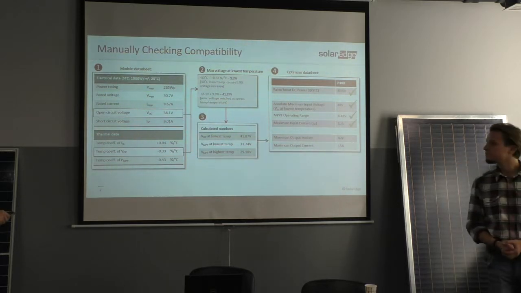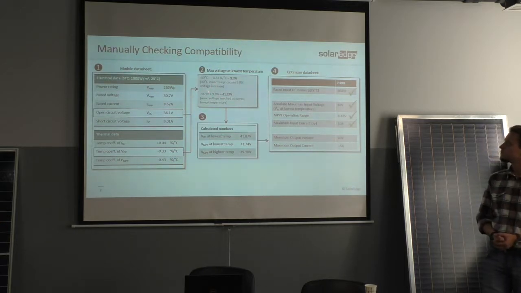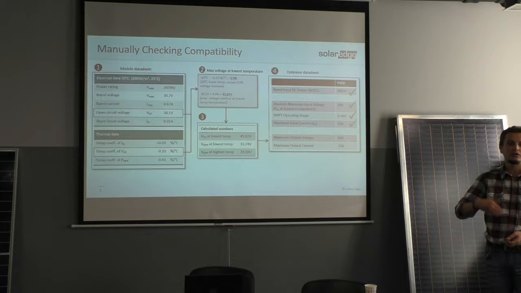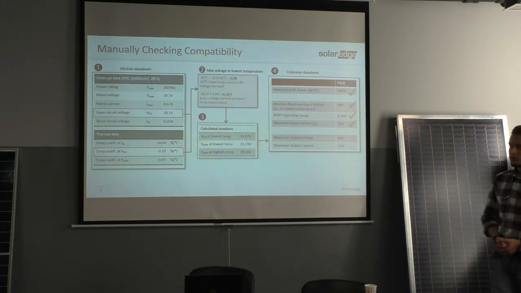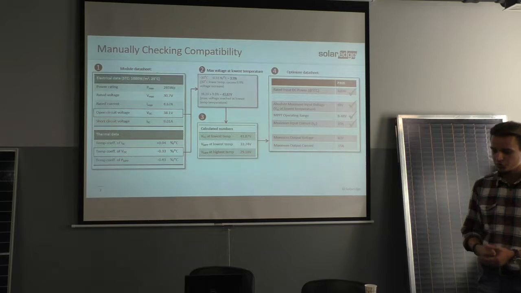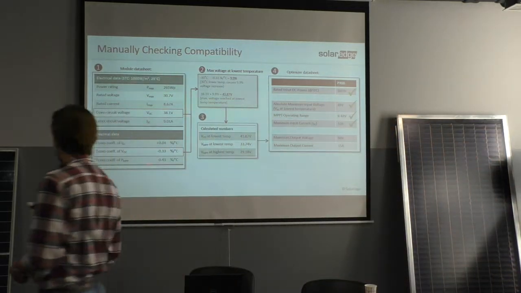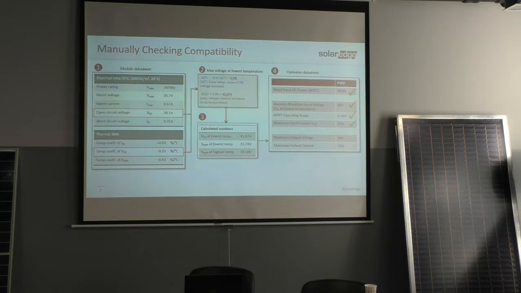But what we have to calculate is what will be the voltage at the minimum possible temperature in the region where the system is going to be installed. Let's assume that it's minus 30. We calculate the temperature coefficient, and the maximum voltage that can appear on this module is 41.87. It's less than 48.